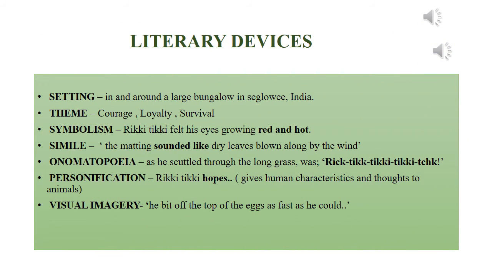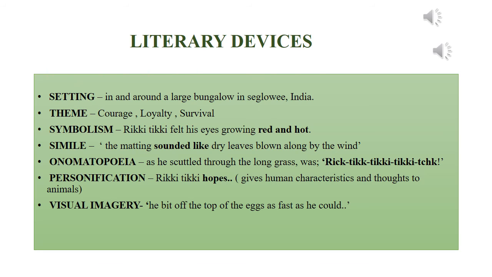Literary devices. As the setting, we can find it in and around a large bungalow in Seeonee, India. As the themes, we can find one basic theme and sub-themes: courage, and also loyalty and survival. Courage: the best example is Rikki Tikki Tavi, because he never let his family be in trouble with Nag and Nagaina. He risked his life to protect his family. That shows his loyalty towards the family.